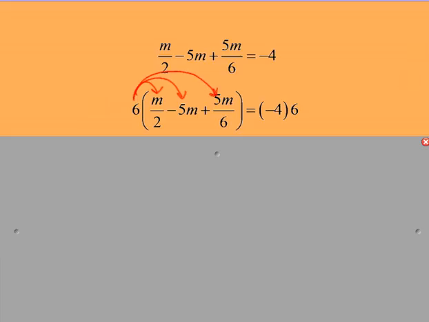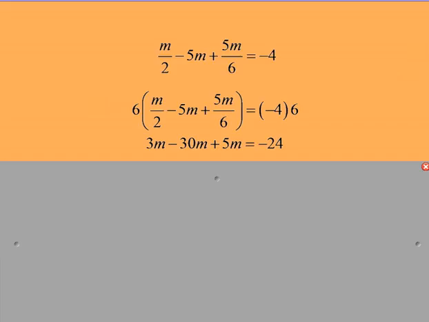All right, so let's do that. Now I haven't shown the steps like I did before because I'm doing them one at a time. 2 goes into 6 3 times. 3 times m gives us that 3m right there. Of course, here we had a 1, so 6 times negative 5m gives us our negative 30m. And then 6 goes into 6, 1 times 5m gives us the positive 5m. So there you go. And on the right side, negative 4 times 6 is negative 24.